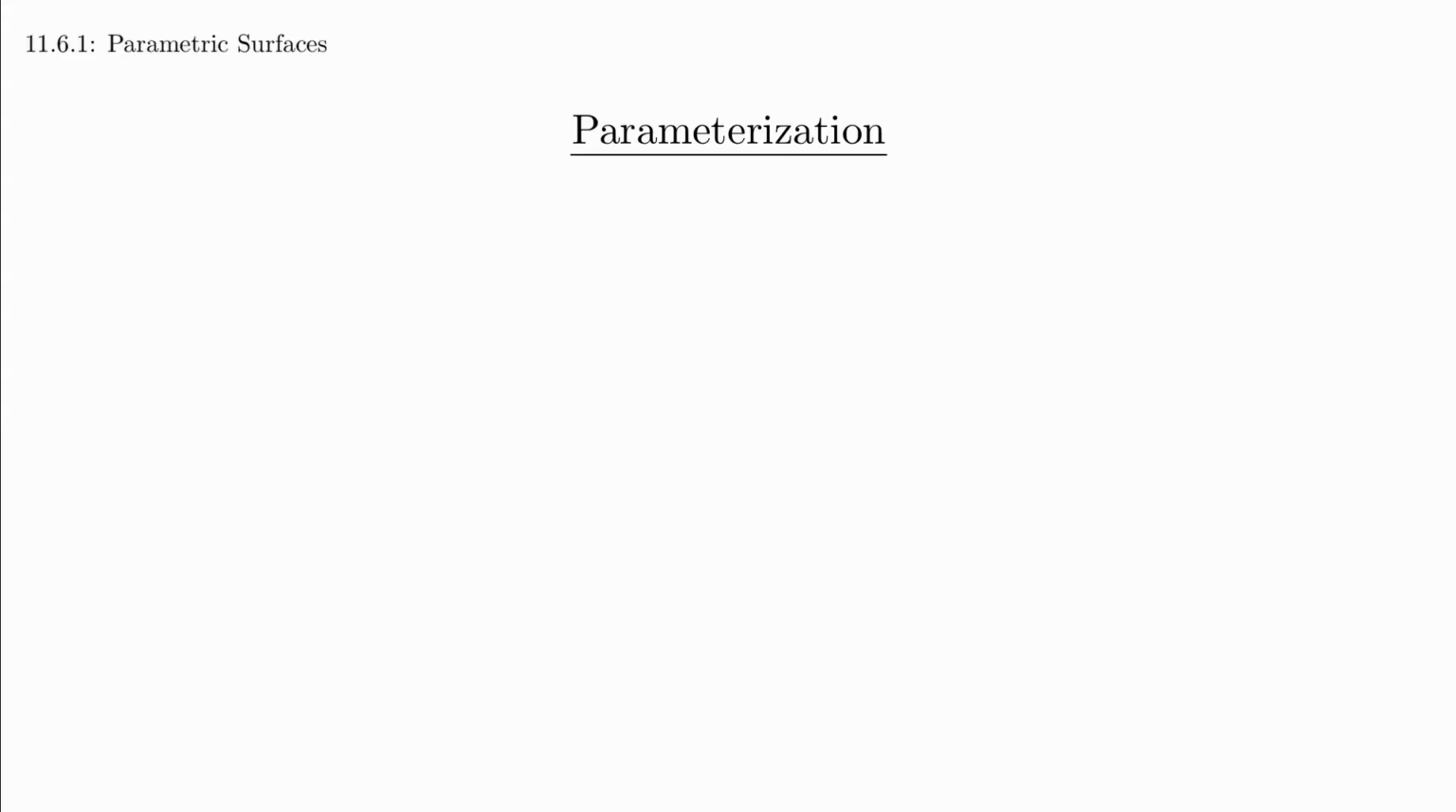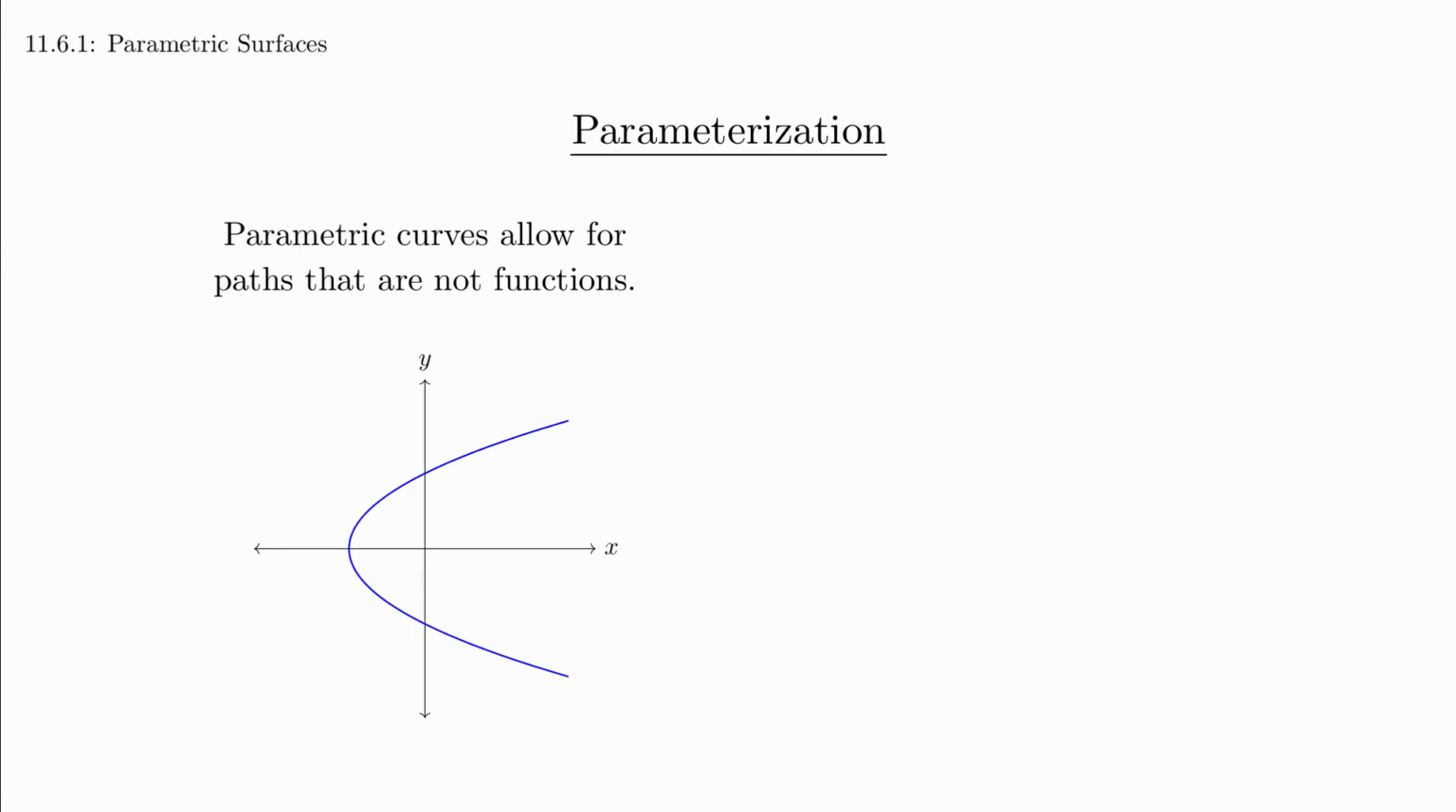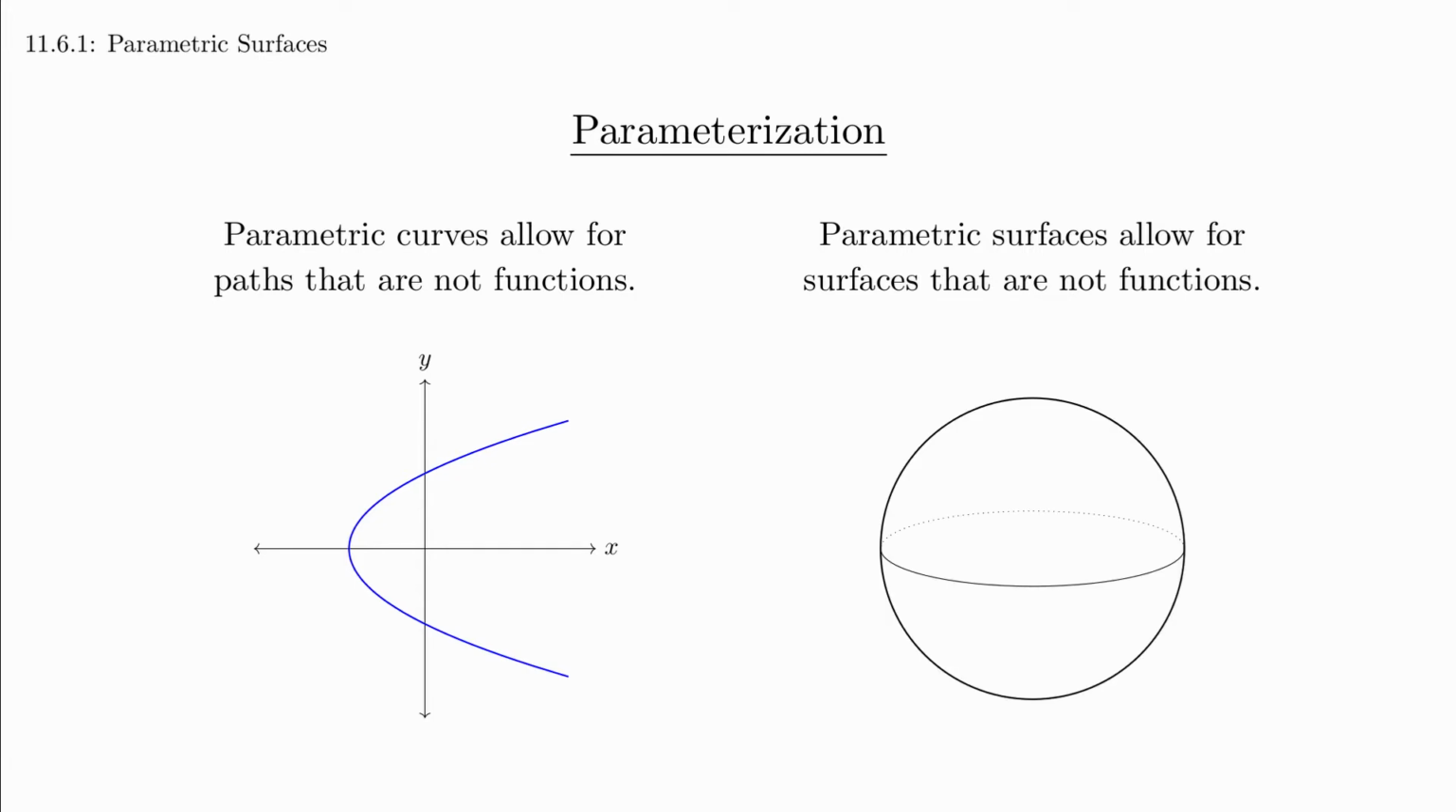When we introduced parametric curves, one of the benefits we discussed was that we could trace any curve we wanted. We were no longer restricted to working with paths that were functions of the form y equals f of x. The step up to parametric surfaces is the same thing. The simplest example to think about is a sphere.